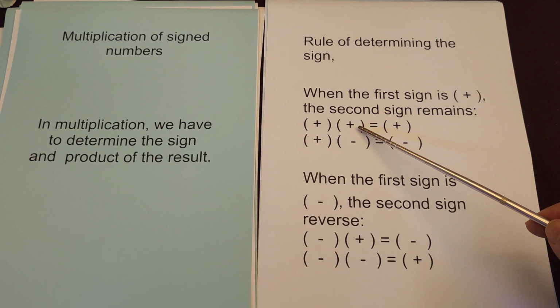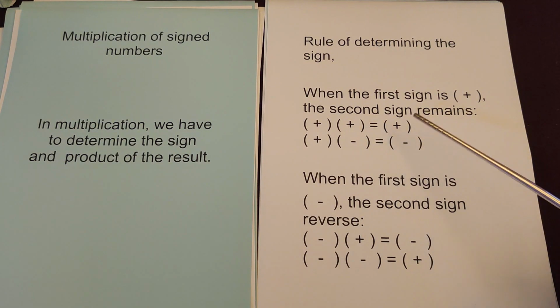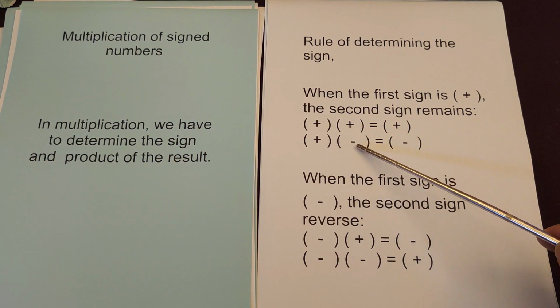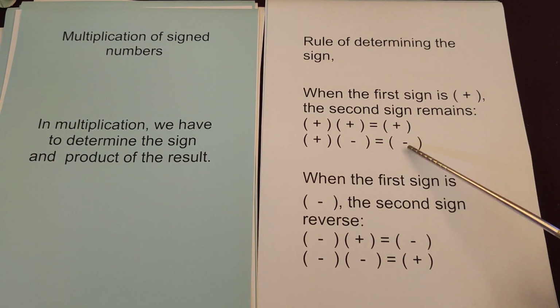Or we can take it this way. If the two signs are positive, or if the two signs are the same, are equal, then we have the positive sign on the result. If the two signs are different, then we have a negative sign on the result.